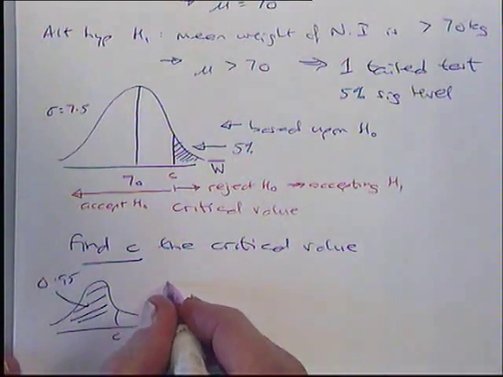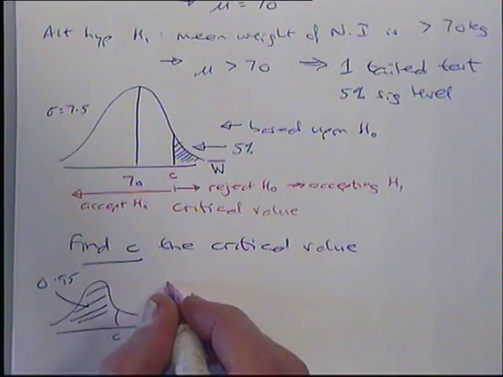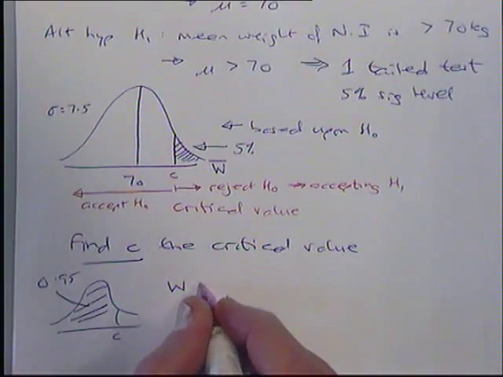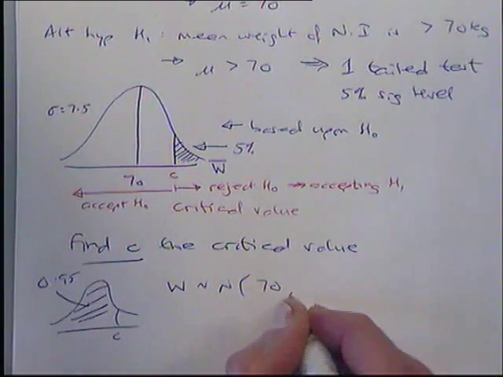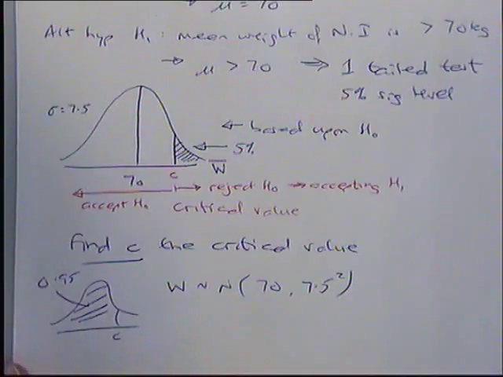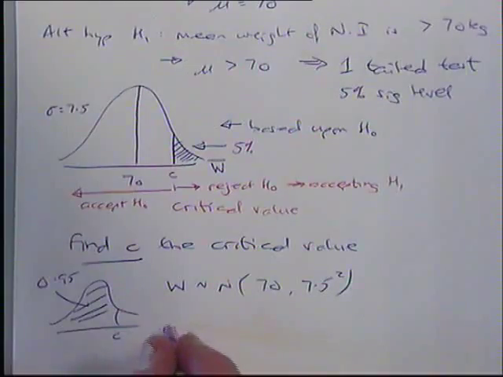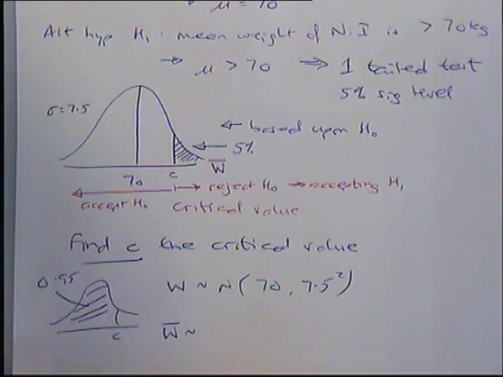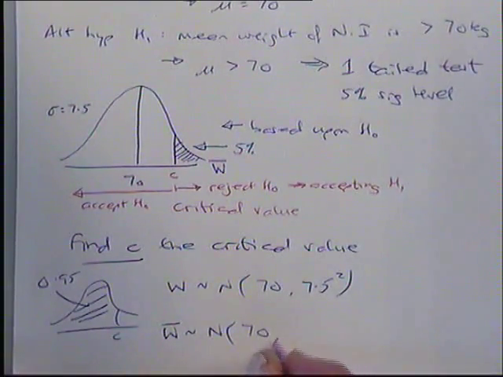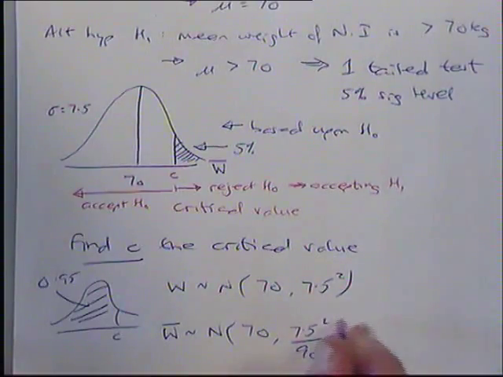And what is the distribution then of W bar? So let's hang on, let's just check this. W, first of all, is distributed normally, 70, 7.5 squared. That came from the question. So what is our distribution of W bar, sample means? The mean is 70. Yep. 7.5 squared over n. Sigma squared over n, and n was 90.